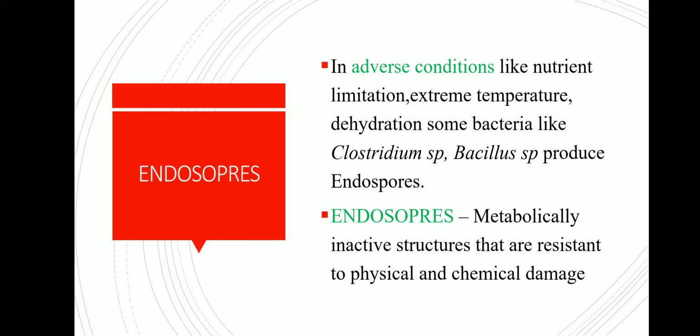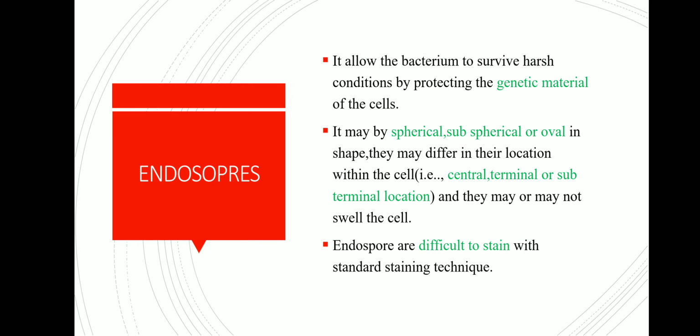Endospores form in adverse conditions like nutrient limitation, extreme temperature, and dehydration. In these situations, some bacteria like Clostridium species and Bacillus species produce endospores. The endospore is metabolically inactive and its structure is resistant to physical and chemical damage. Endospores allow the bacterium to survive in harsh conditions by protecting the genetic material of the cell.